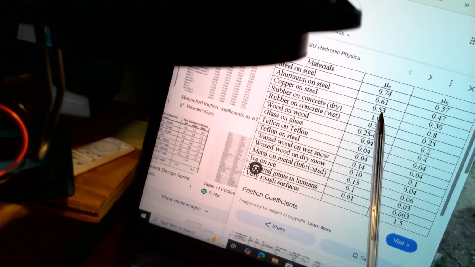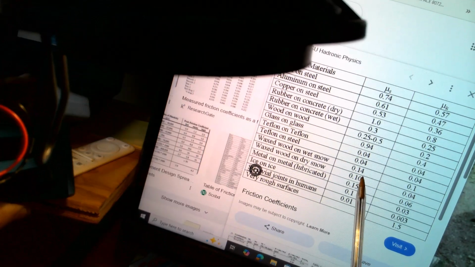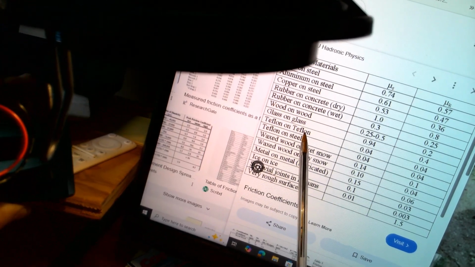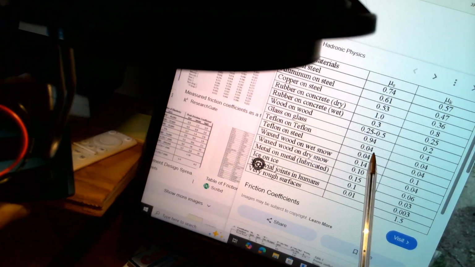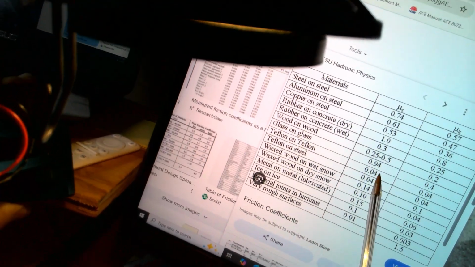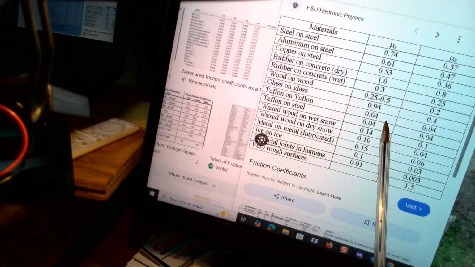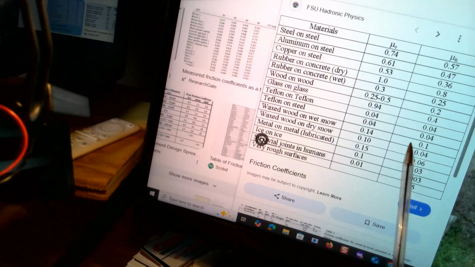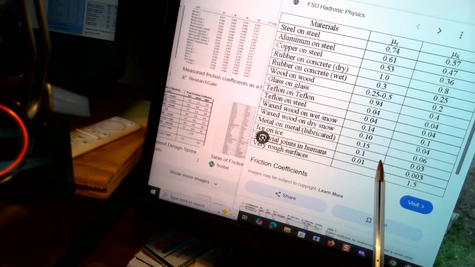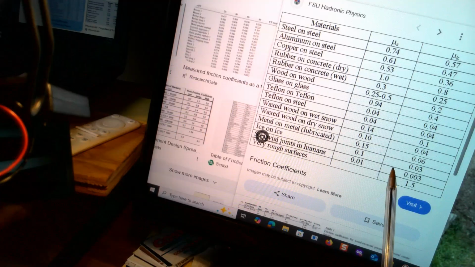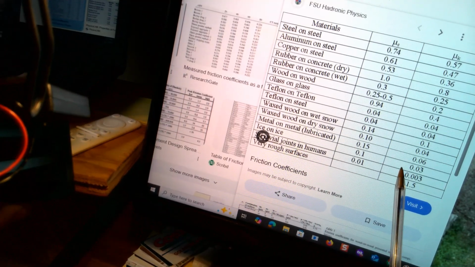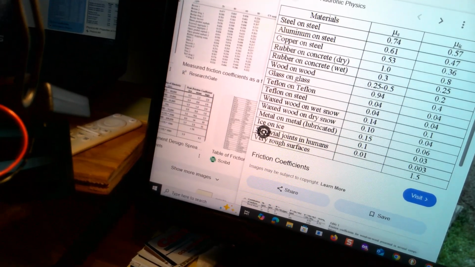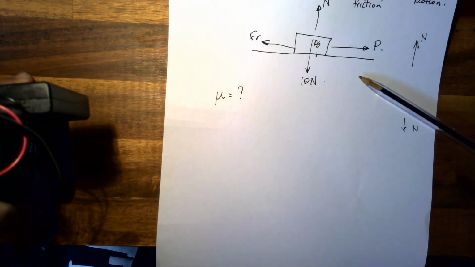And you can see copper on steel has less. Let's find one that's really sort of low. Look at that, Teflon on Teflon, 0.04, very low coefficient of friction, indicating that Teflon's a great non-friction surface, non-stick surface. So 0.1 for ice on ice, well, experience tells us that that will be the case. Okay. Alright, so let's get back onto here now.